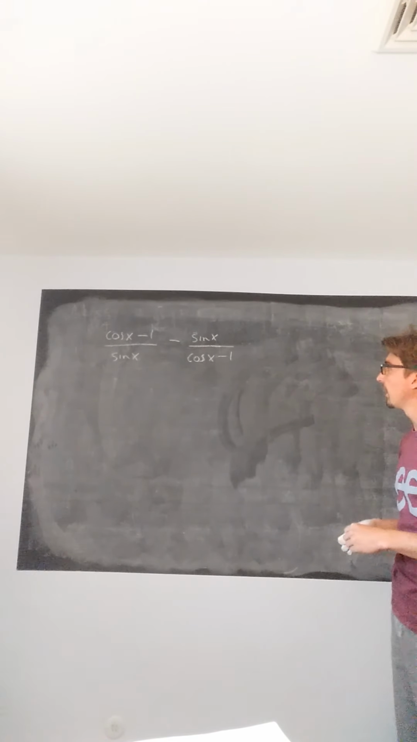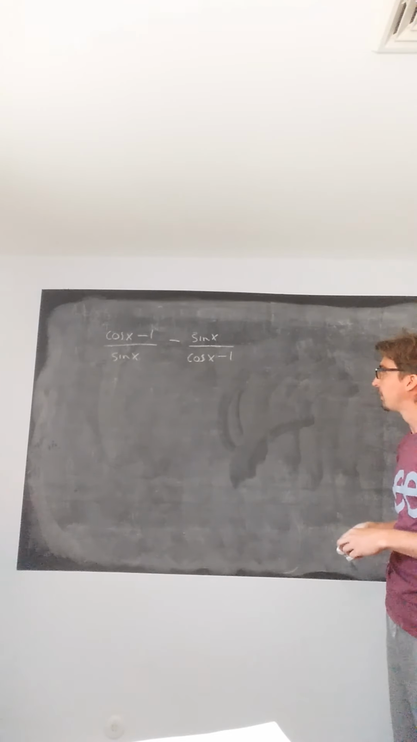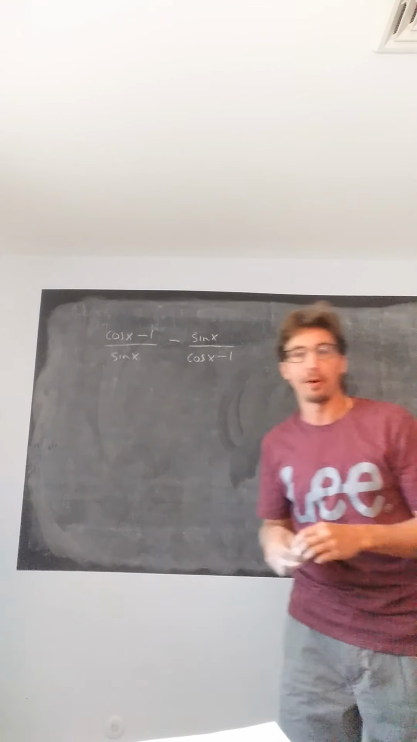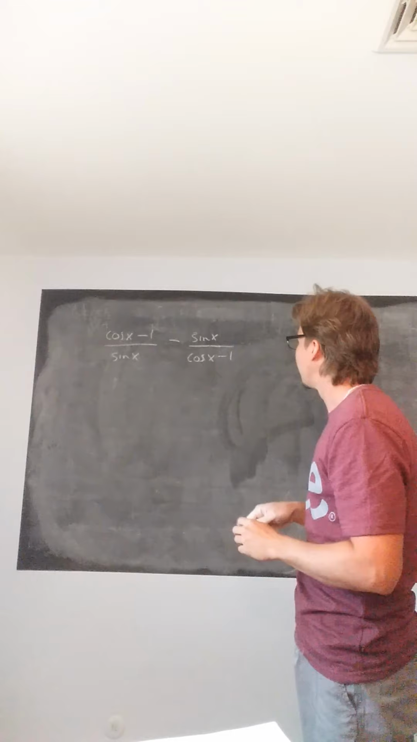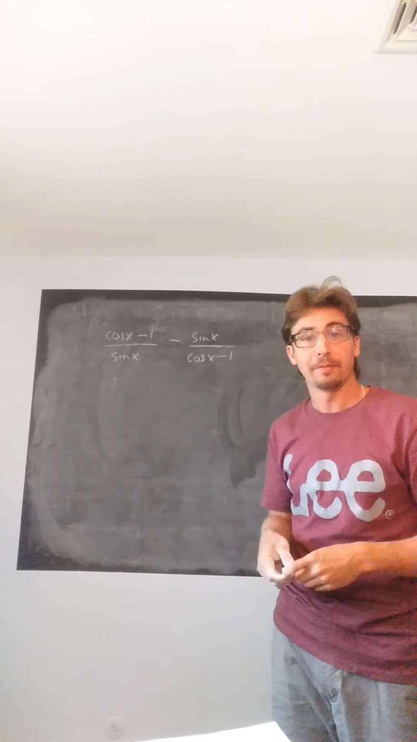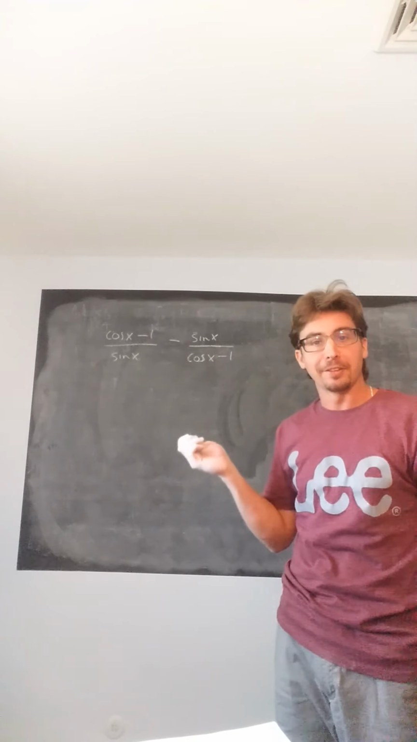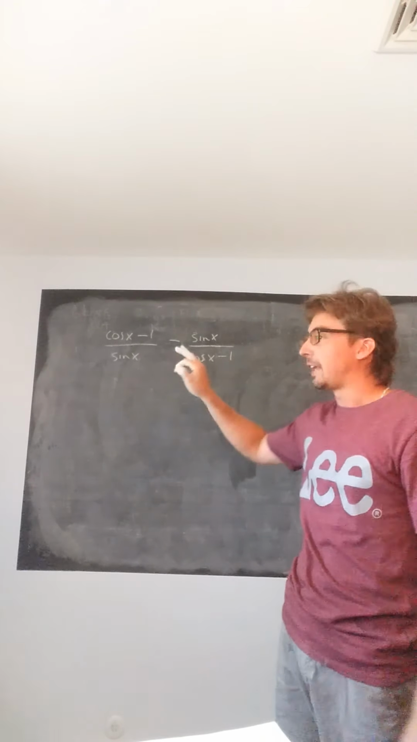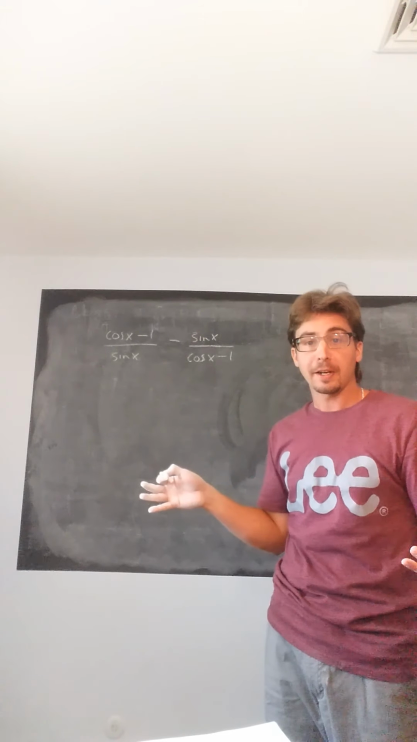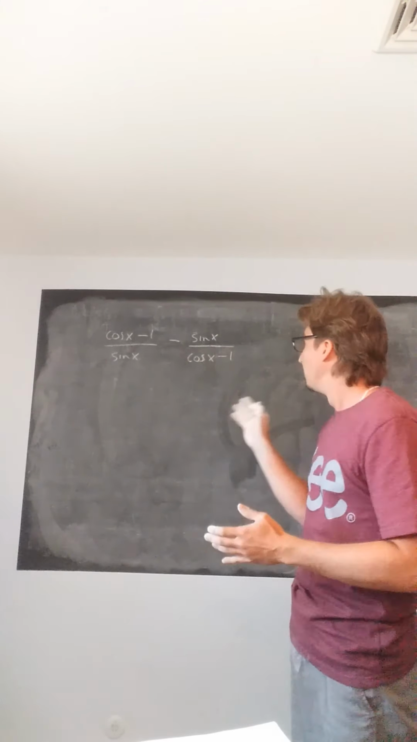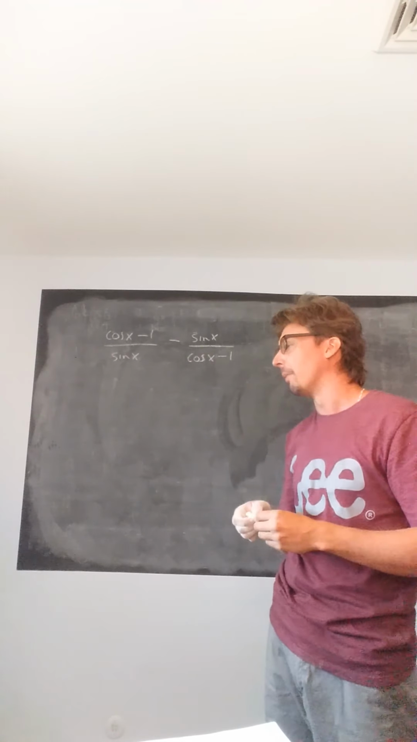We have cosine x minus 1 over sine x minus sine x over cosine x minus 1. Only if that thing was a multiplication problem, this problem would be done lickety-split because everything would cancel out, diagonally. Doesn't happen since it's a minus. So just like in algebra and in arithmetic, if you're dealing with adding or subtracting fractions, you have to get a common denominator in order to do so. So that's going to be our first step.